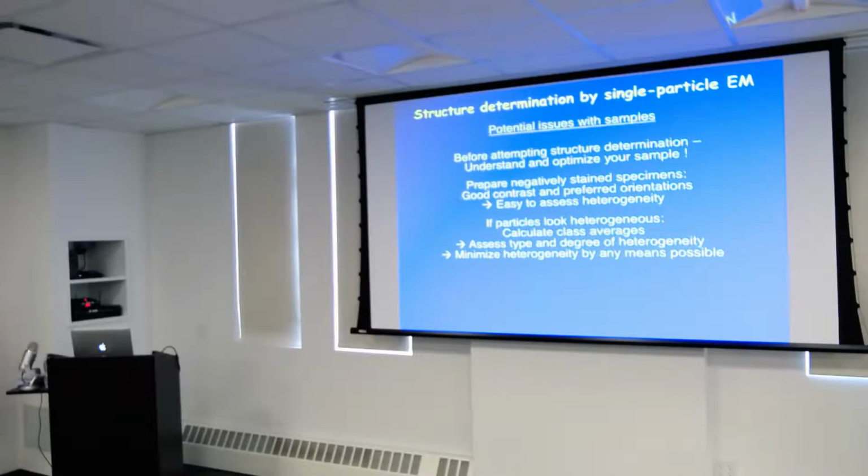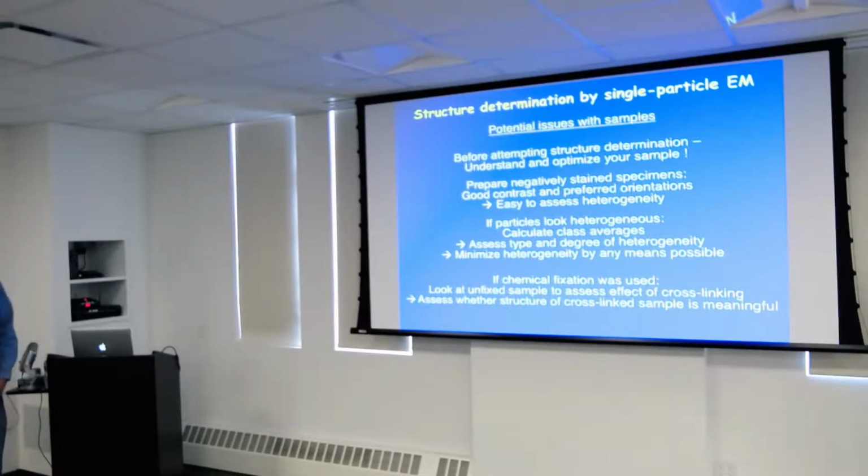So to this day, I think it's a good idea to try to make your sample as homogeneous as possible. You can do this by adding crosslinker, for example, or by changing buffer conditions, or by putting in an excess of a subunit that tends to fall off. So there are different ways biochemically to try to really push your molecule into the conformation, the structure, that you want.